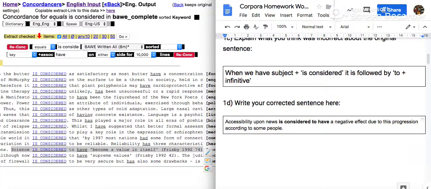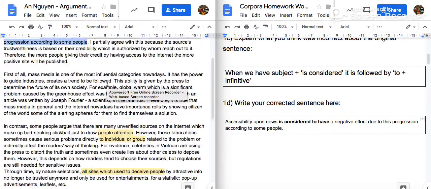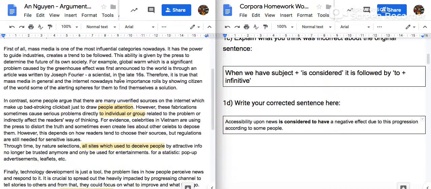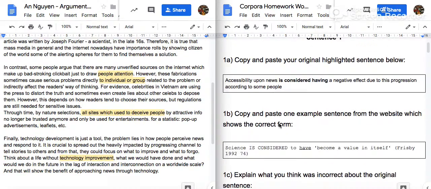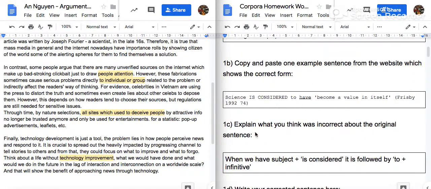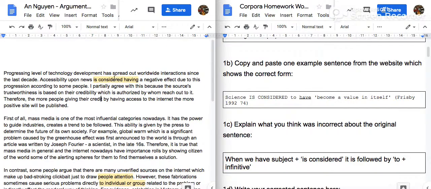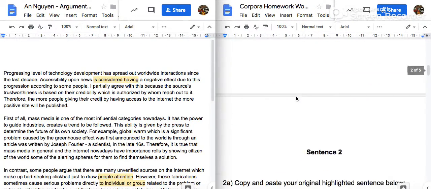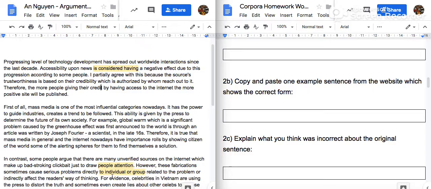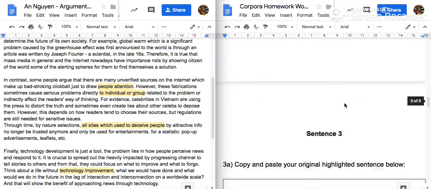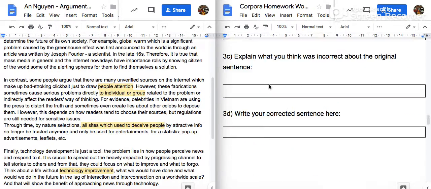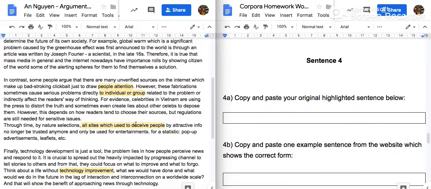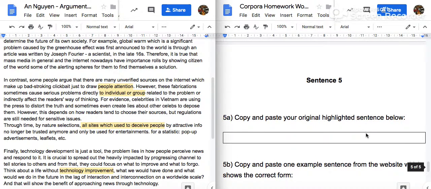And that's it. You will notice, as I said before, there are 5 pieces of highlighting. So that means that you need to do this for 5 sentences. We've done this for 1 sentence. Then we're going to go on to the second one, which is down here. The third one, here. Fourth one, here. Fifth one, here. And we're going to repeat the same process.